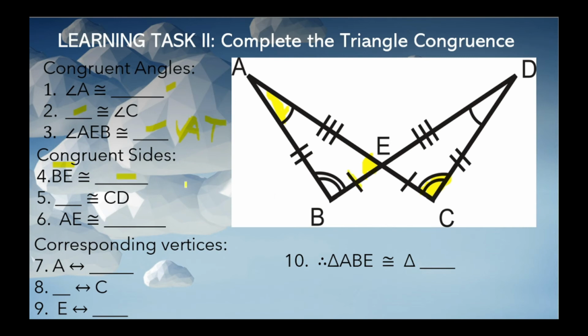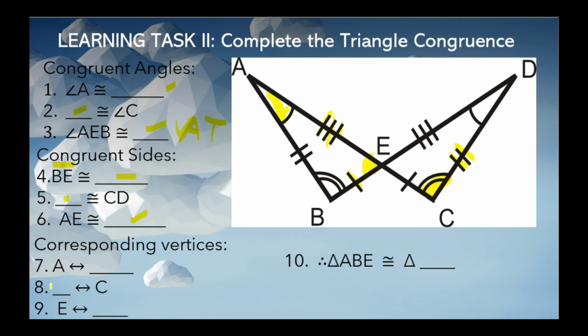Congruent to blank. Next, number 5, blank is congruent to side CD. So, ito yung CD, may dalawang marka. Next, number 6, side AE. Ito yung AE, may tatlong mark. Congruent to blank. So, ano kaya yung blank na yan?